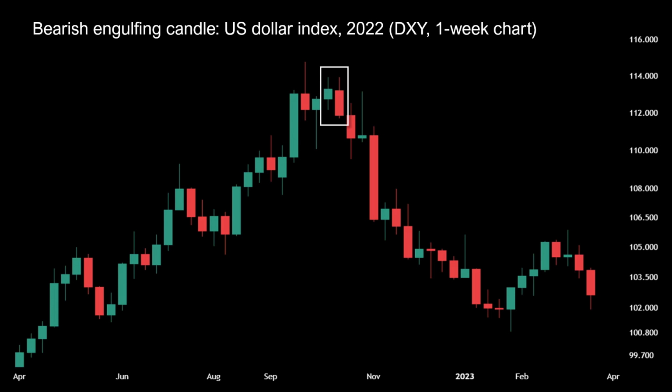So this example shows the US dollar index or DXY on the 1 week chart. And here's the bearish engulfing candle sequence. Notice how the high of the red candle is pretty much exactly the same as the high of the green candle. But even though it technically never went higher, it's still a clear sign that sellers took control at the end of the week, with the index closing in the red, below the low of the week before.